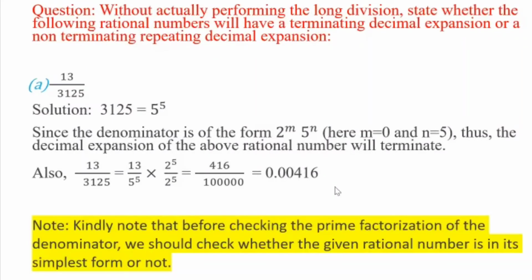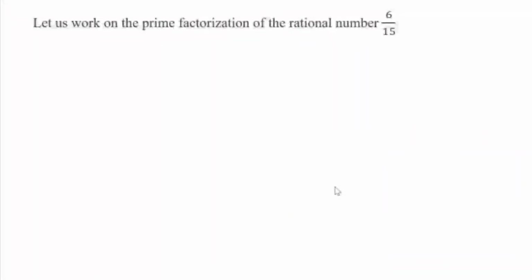As I told you, before checking the prime factorization of the denominator, we need to check whether the given rational number is in its simplest form or not. Let us take up an example. If I take 6 upon 15, which is in the form of P upon Q, and I take the prime factorization of Q, it is 3 into 5. 3 into 5 is not of the form of 2 raised to the power of m into 5 raised to the power of n. So if you just go by that, you will get that the decimal expansion of 6 upon 15 is a non-terminating repeating decimal.